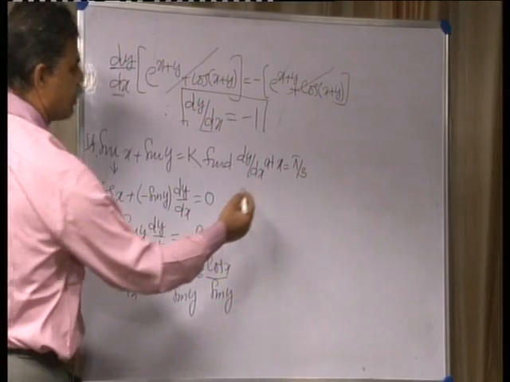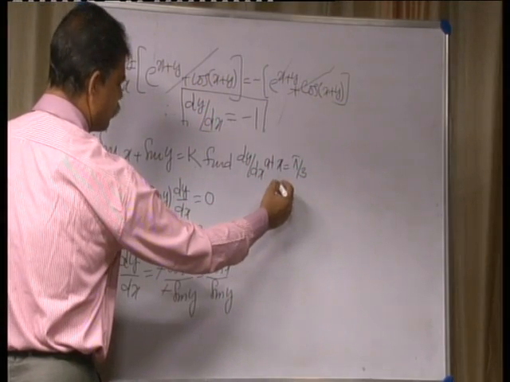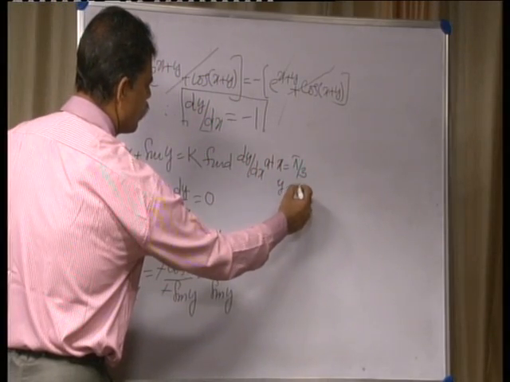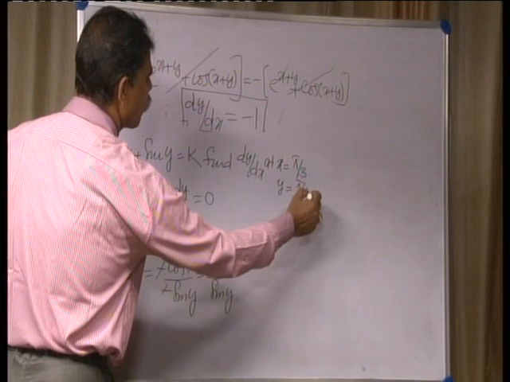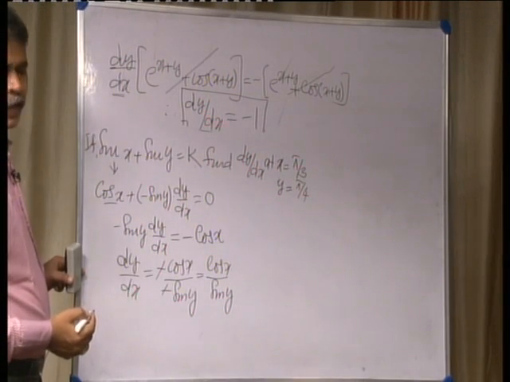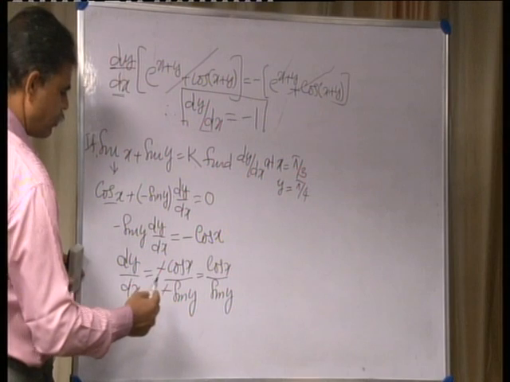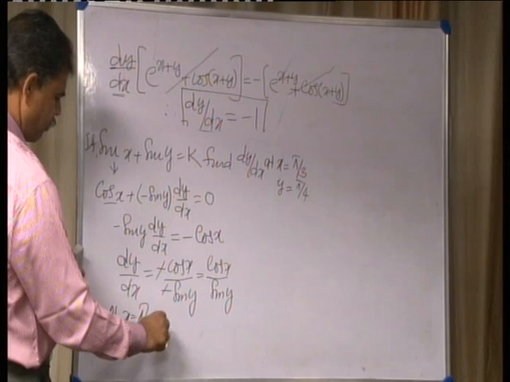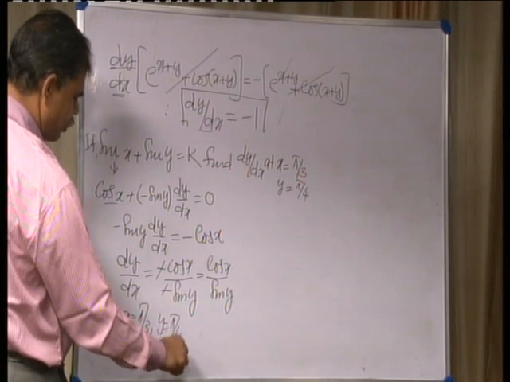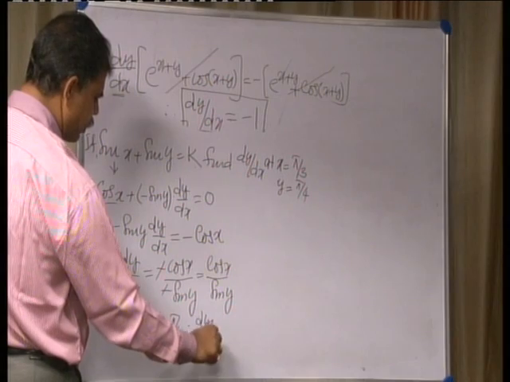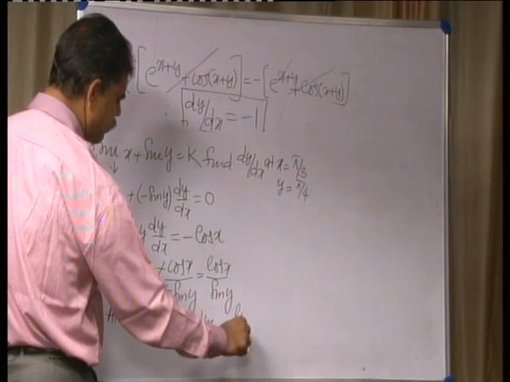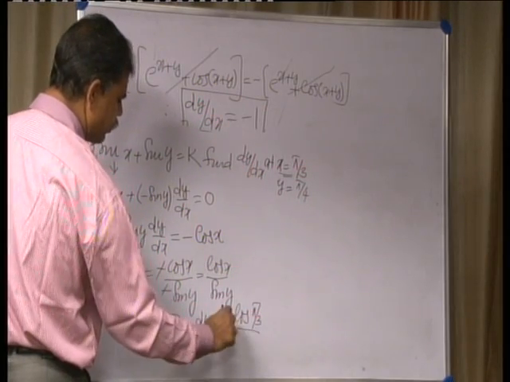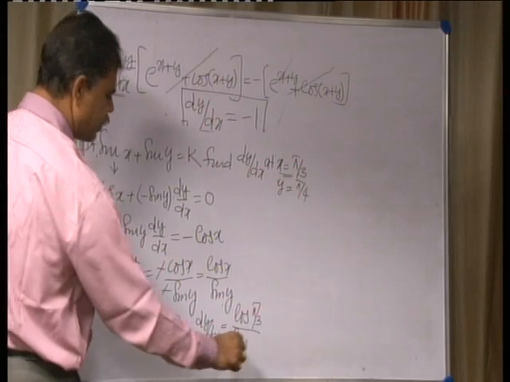So, I have taken only the x value, x is equal to pi by 3. Suppose y should also be given, y is equal to pi divided by 4. Y and x are given. Finally, you substitute at x is equal to pi by 3, y is equal to pi by 4. Therefore, dy by dx becomes cos of x, x is equal to pi by 3, divided by sin of pi by 4.